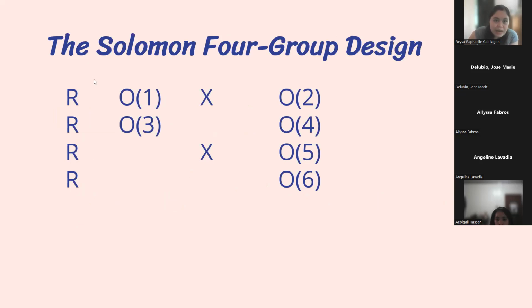And then the other one is the Solomon 4 group design. So ano naman itong Solomon 4 group design? Meron kang 4 na grupo. So as you can see, 4 ito, 1, 2, 3, and 4. So ano mangyayari sa 4 na grupo? There will be random assignment of your participants or your subjects in the 4 groups. Okay, you get rid of the bias ha, so random assignment yan.